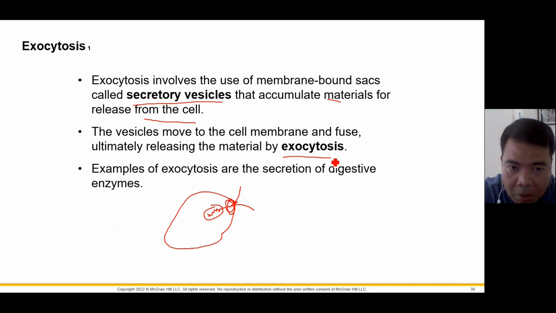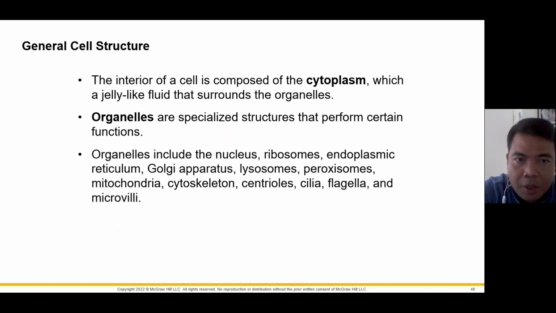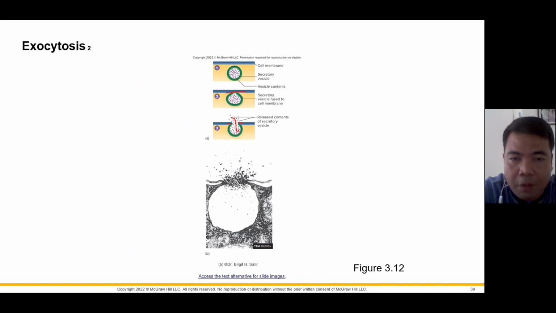So kung yung endocytosis papasok, exocytosis palabas. Examples of that are those digestive enzymes secreted by the cells in our digestive system. Okay? That is the example. Ayan ang secretory vesicle. Nasa loob siya ng cell. And this is the cell membrane, for example. When they start to fuse on the cell membrane, they create an opening on the cell membrane, causing the release of the contents of the secretory vesicle. Again, that's called exocytosis. Okay? So that ends the first half of our lecture.